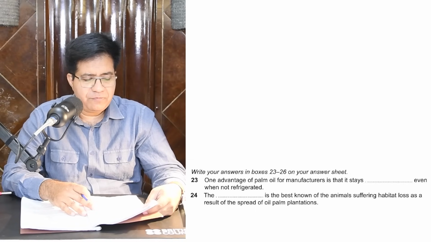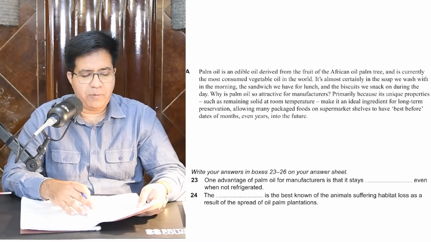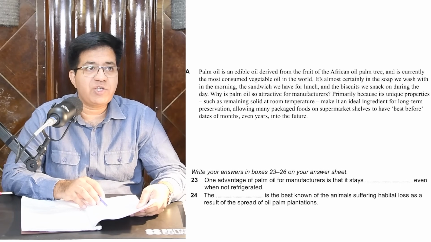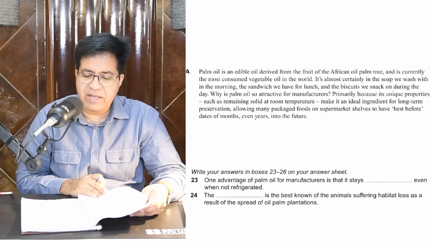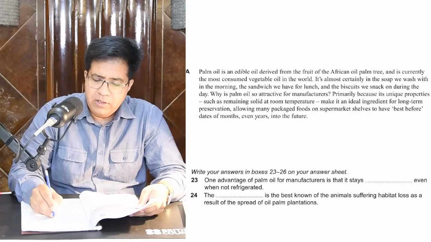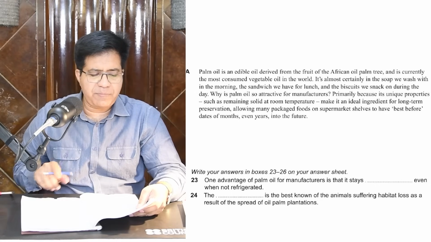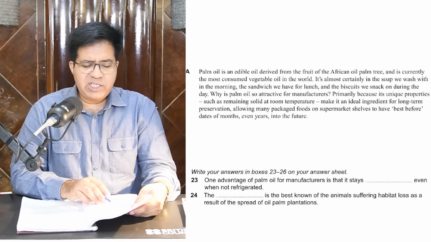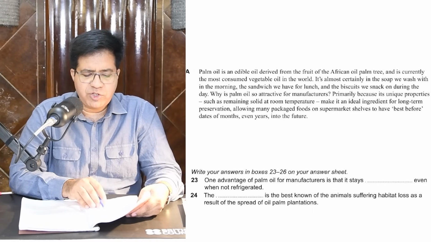First paragraph, 4th line after full stop. Why is palm oil so attractive for manufacturers? See, another clue word is manufacturers. So manufacturers is your clue word, and you can just find it in the first paragraph, 4th line. So why is palm oil so attractive for manufacturers?